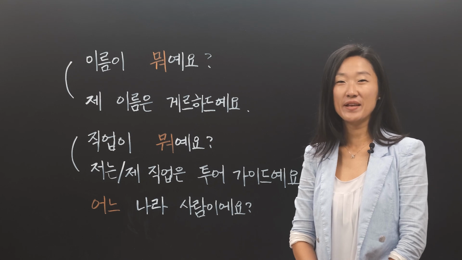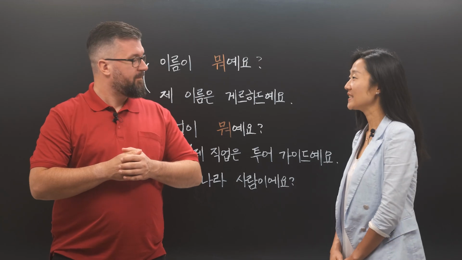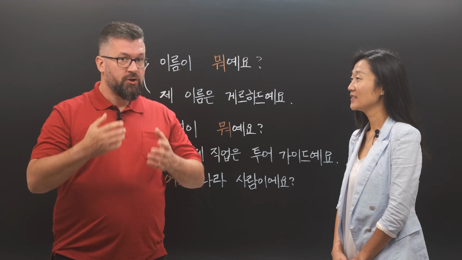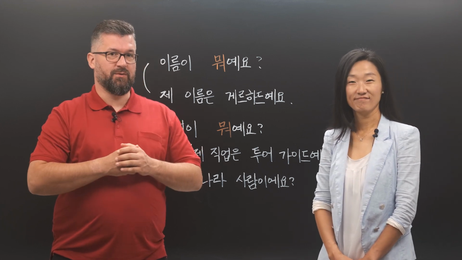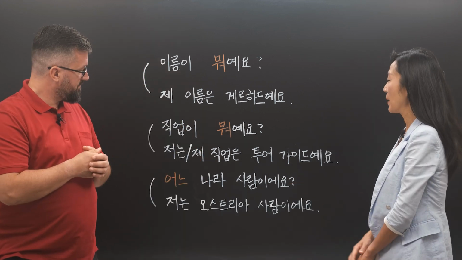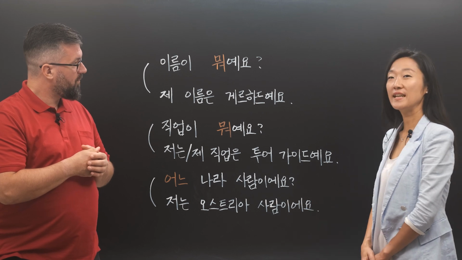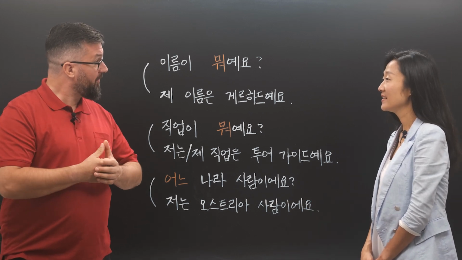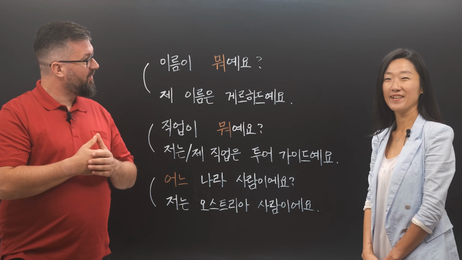어느 나라 사람이에요? 게르하드 씨, 네, 어느 나라 사람이에요? 저는 오스트리아 사람이에요. 어느 나라 사람이에요? 저는 오스트리아 사람이에요. 선생님, 네, 어느 나라 사람이에요? 저는 한국 사람이에요.